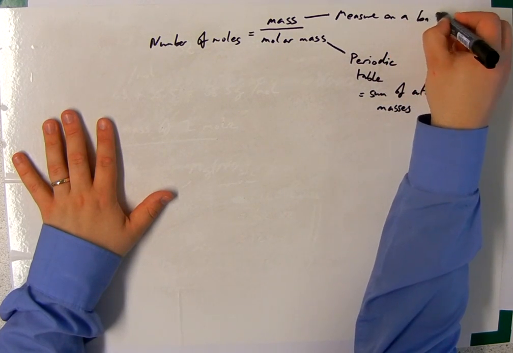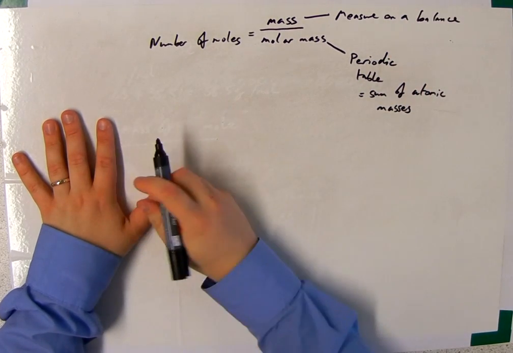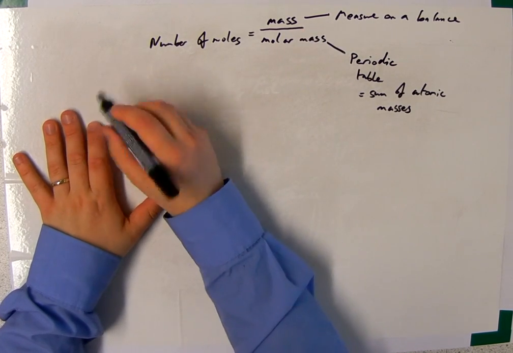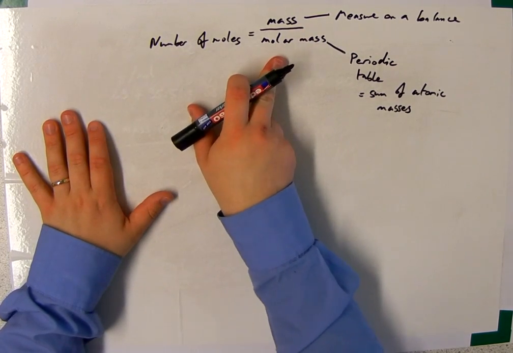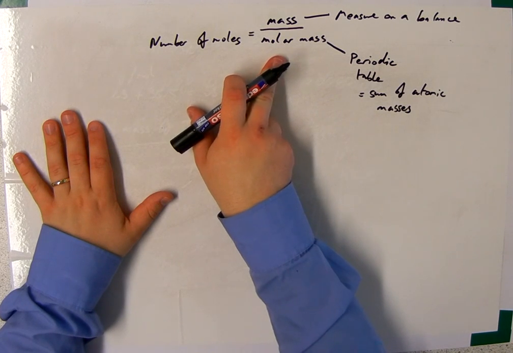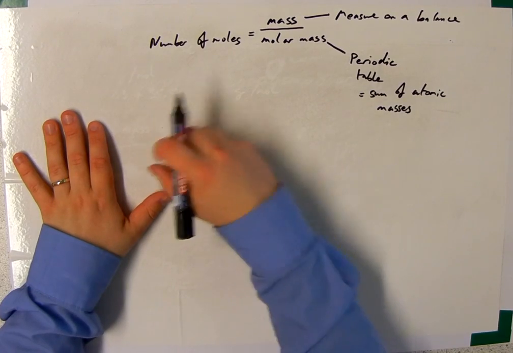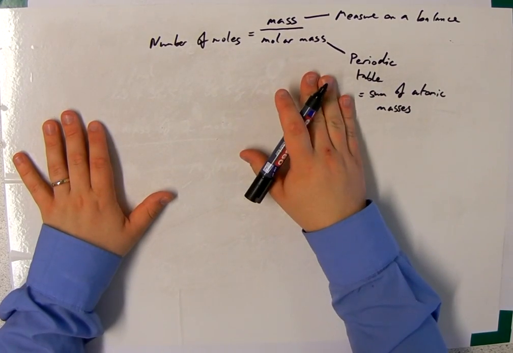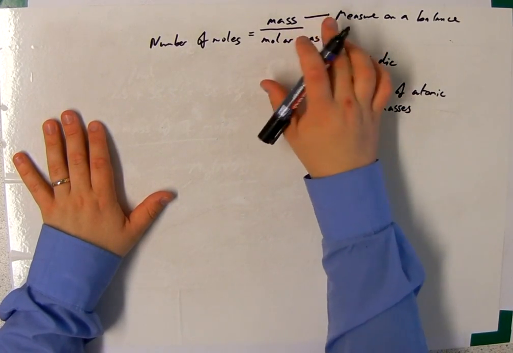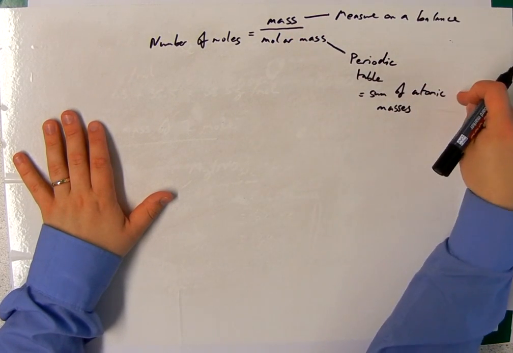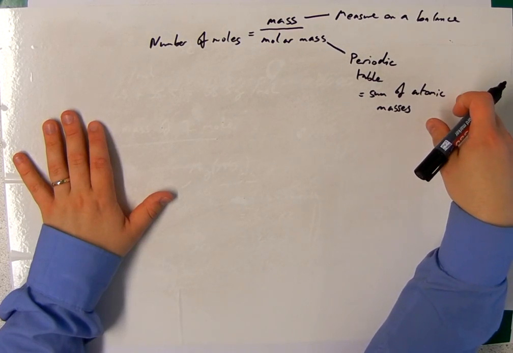on a balance, or you might rearrange this so you get mass is the number of moles times the molar mass, and you might want to know how much you get if you've got so many moles. So remember, this mass is mass on its own. That's something you can weigh on a balance. Molar mass is something you calculate from the sum of the atomic masses.